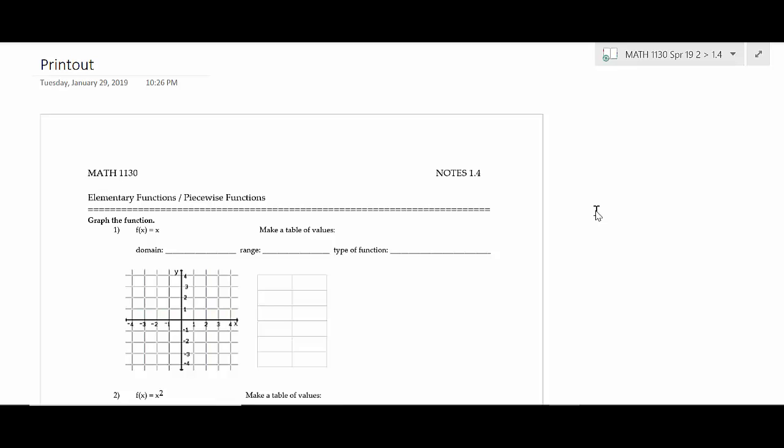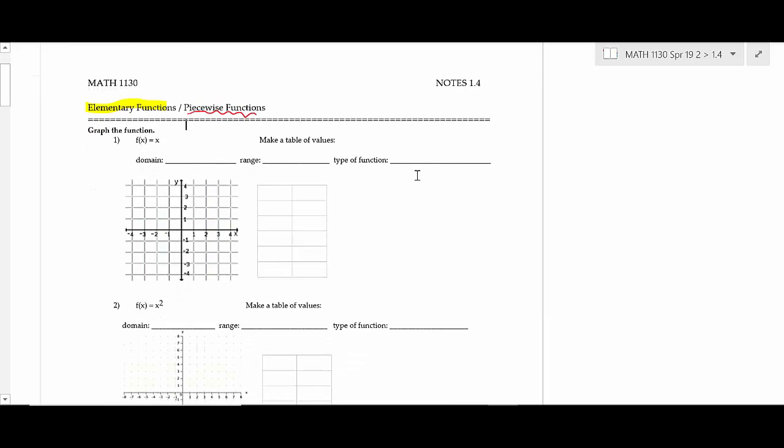So we're going to learn about elementary functions and then piecewise functions. Piecewise functions you'll see a lot in calculus, and so sometimes students have a little bit of trouble putting those together, so I want to show you how to do that today.